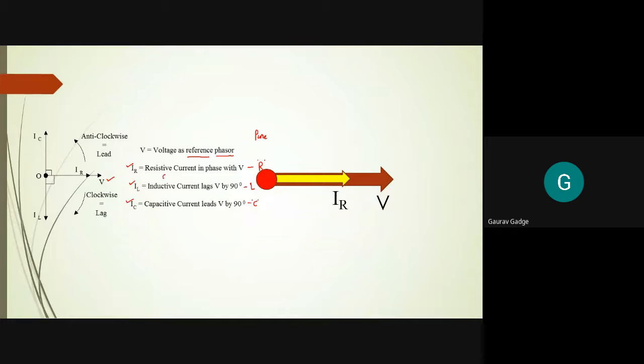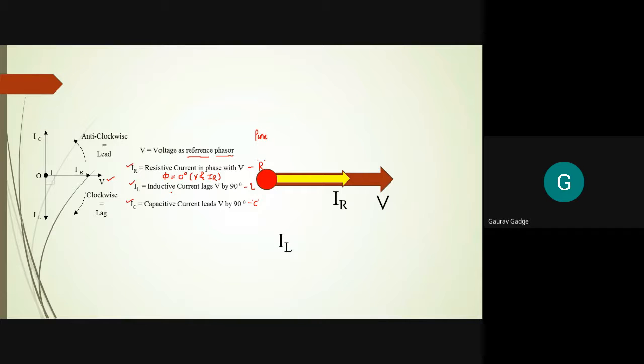Now, if you ask me what is the phase angle for resistive type of load, it is 0 degree between current and voltage. Between resistive current and the respective voltage, the phase angle is 0. Okay. Now let us understand the second current.